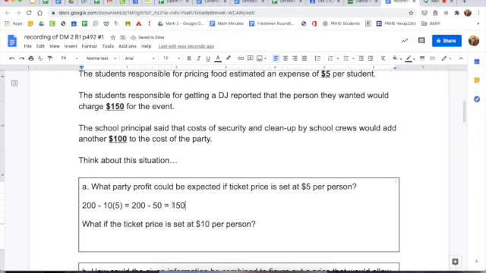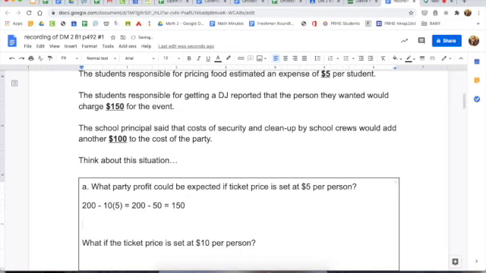So the party profit, well, we don't have the profit yet. This is just the number of people willing to attend. Let's take a look at what we need to do to follow through on this. So if 150 people attend, they're each going to pay $5 per ticket. And 5 times 150 is 750. So that's the income from the party.